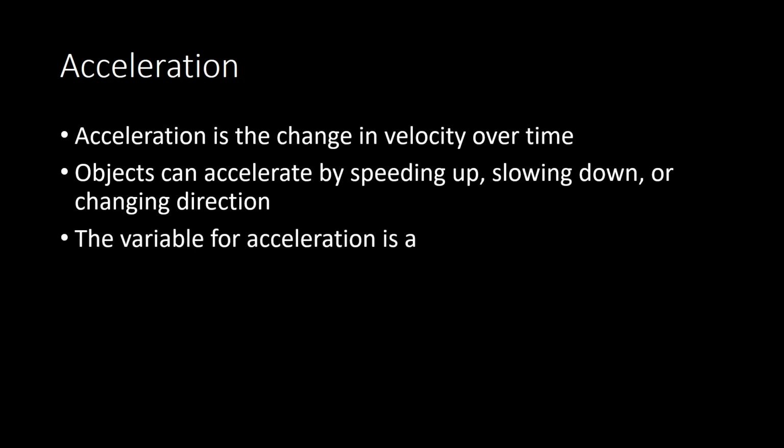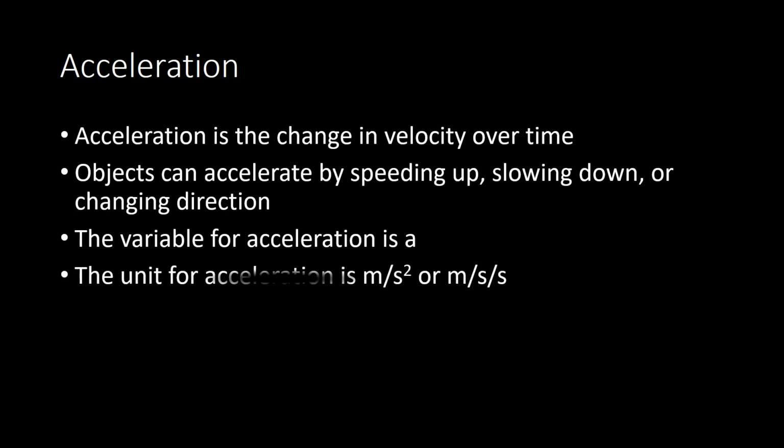The variable for acceleration is a lowercase a. The unit for acceleration is typically going to be meters per second squared, but it can be any velocity unit divided by any time unit. So on the car, for example, you'll often hear, it goes 0 to 60 in 3 seconds. That would be miles per hour per second instead of meters per second squared, or something like that. So it can be any velocity unit divided by any time unit. In this class, though, we're typically going to be sticking with meters per second squared.